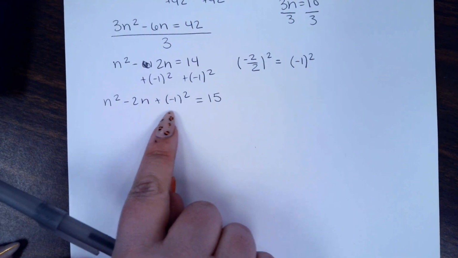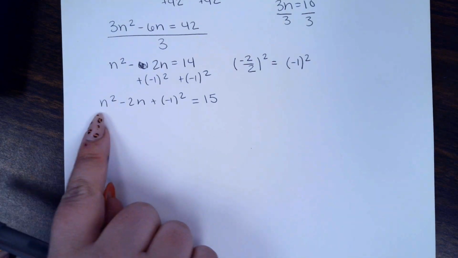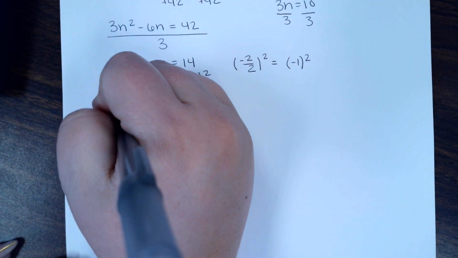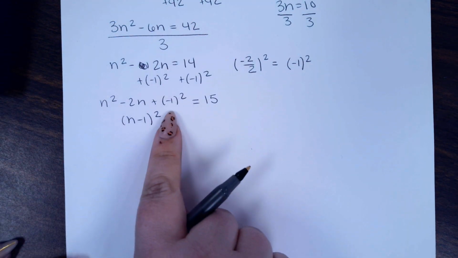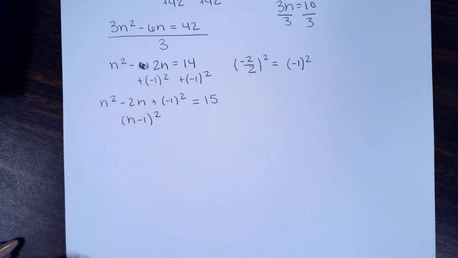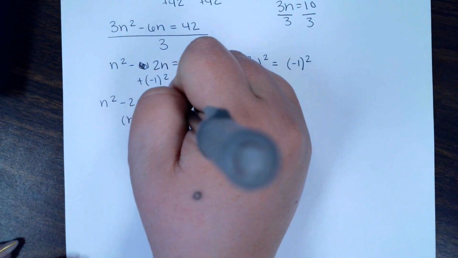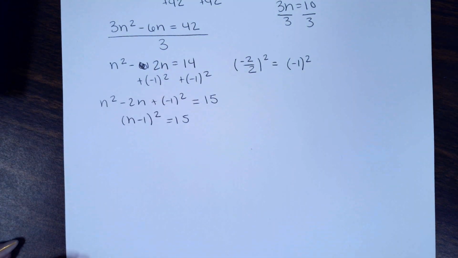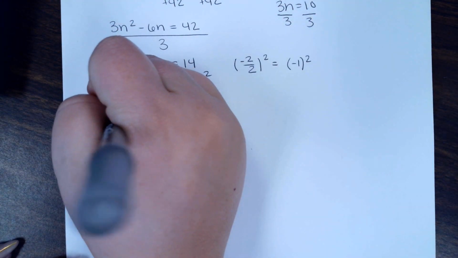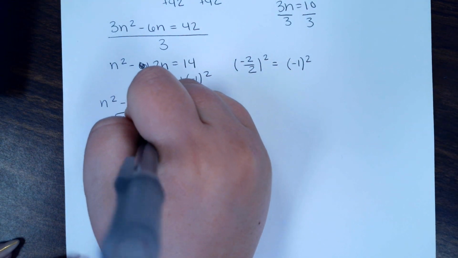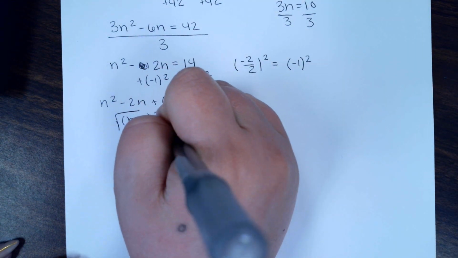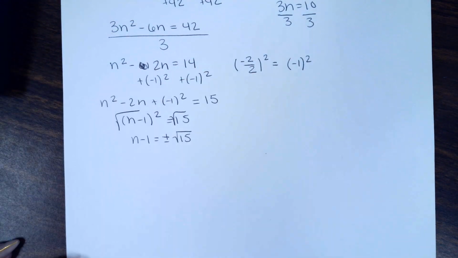Now, what we've done is we've created a perfect square trinomial. So this will factor into n minus 1 squared. That's why I just left this as -1 squared. And of course, that's going to equal 15. Now it's an equation we know how to solve. Take the square root of both sides. n minus 1 equals plus or minus the square root of 15.